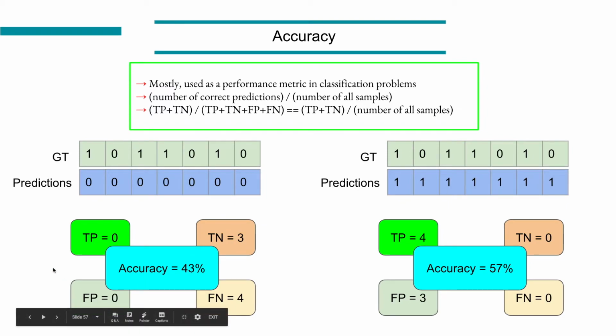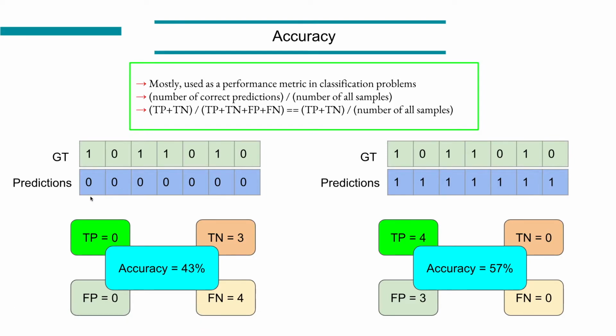False positive is also 0, because our model didn't detect any positive examples. And our prediction detected all negatives, so how many of them were not correct? 4 of them were not correct, so false negatives is 4. So accuracy here is 3 over 7, about 43%. So you had some target output, and your model just predicted all zeros, and it still gets 43% accuracy.